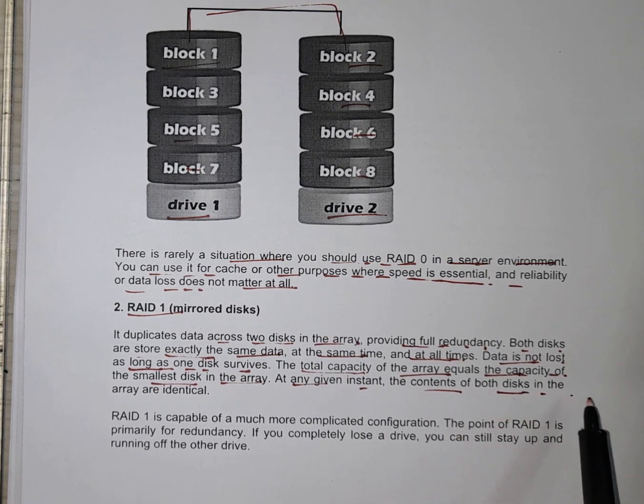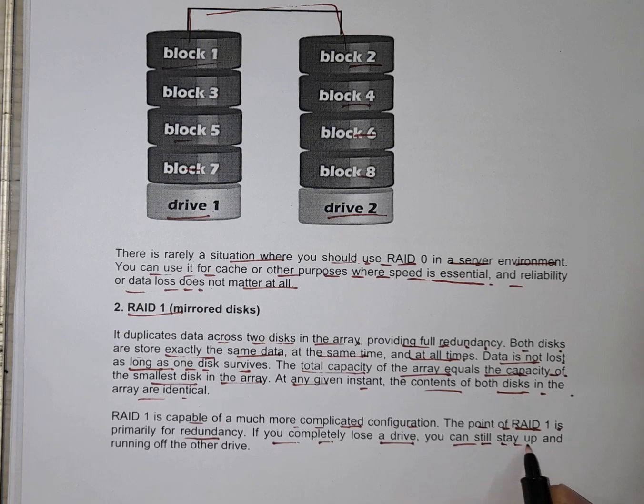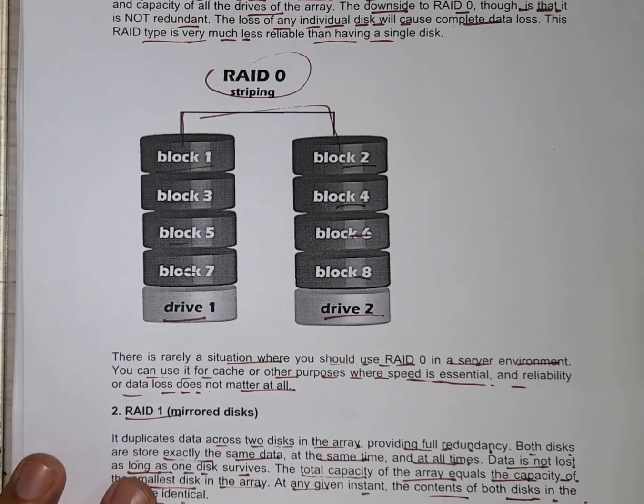The content of both disks in the array is identical. RAID 1 is capable of much more complicated configurations. The point of RAID 1 is primarily redundancy. If you completely lose a drive, you can still keep running on the other device.